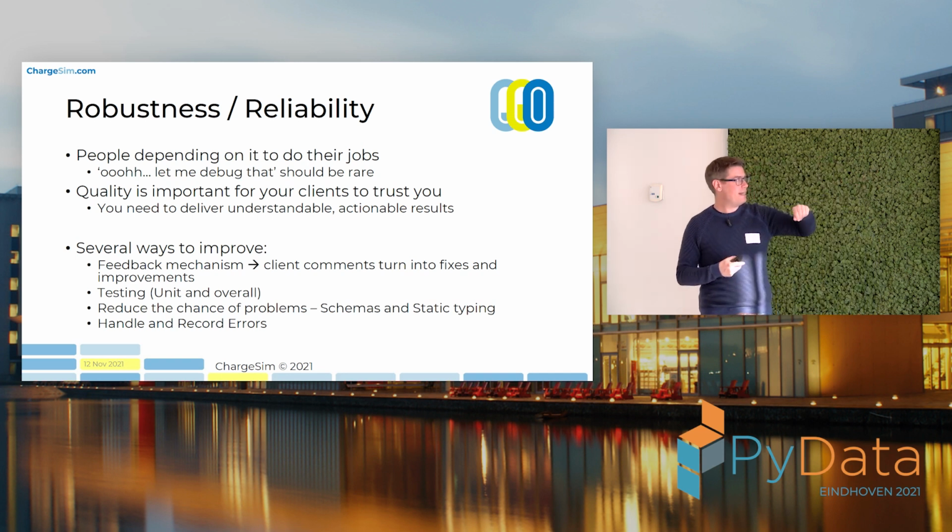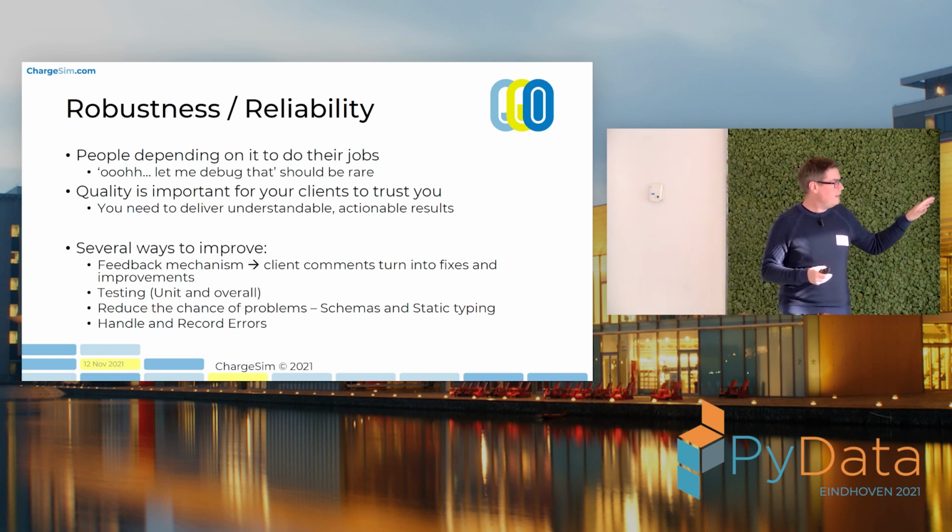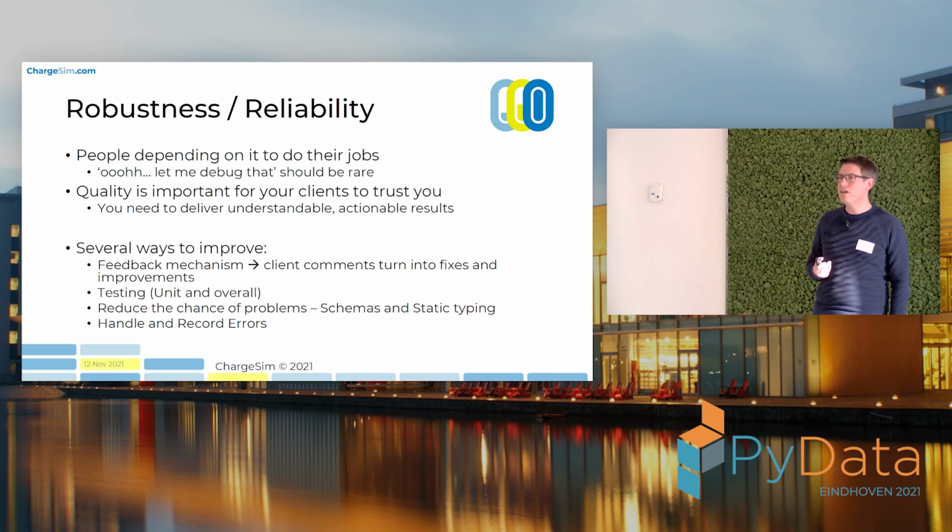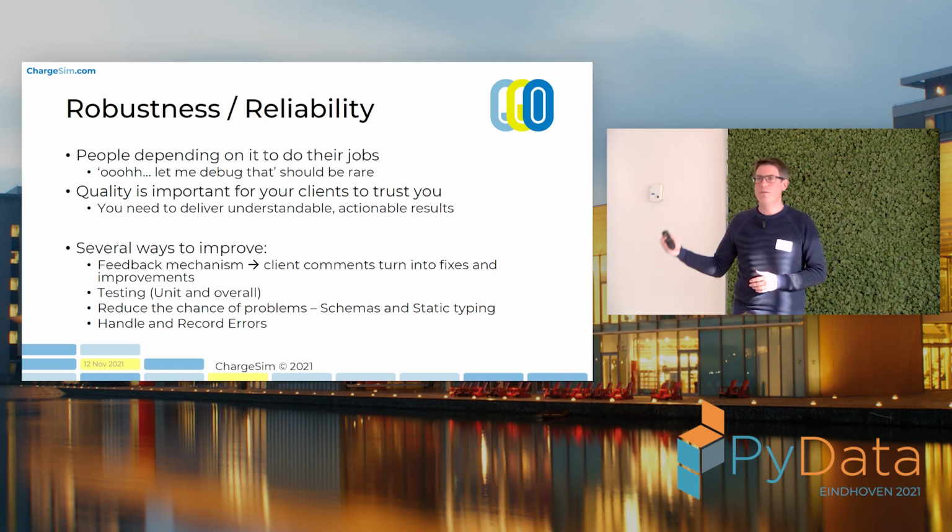We can have feedback mechanisms, and I'll talk about some of those. We can do testing, so unit and overall testing. I won't talk about that. Reducing the chance of errors, and that's where I find schemas and static typing are really useful. On the one hand, working in Python, we're like, no, we all love dynamic typing, but as you get towards production, I find that actually becomes more of a liability, and so putting in more static typing helps. Next slide.